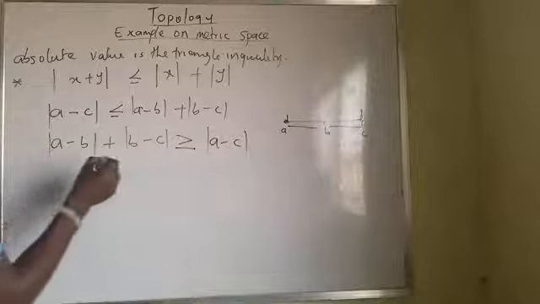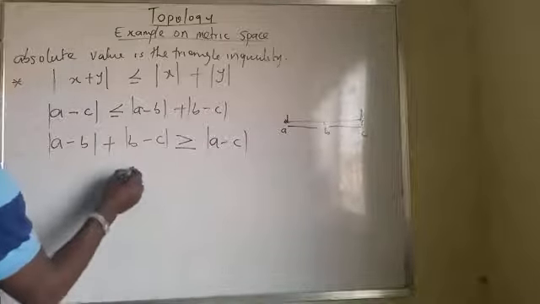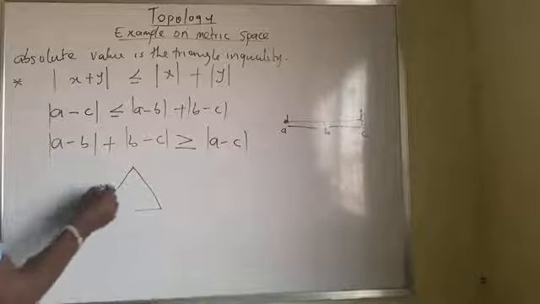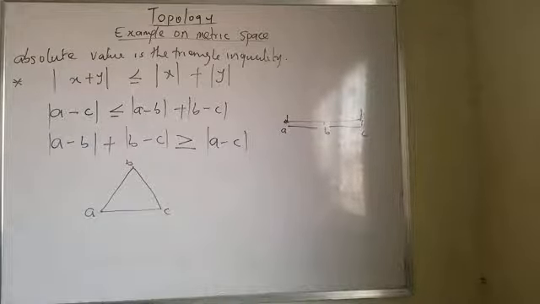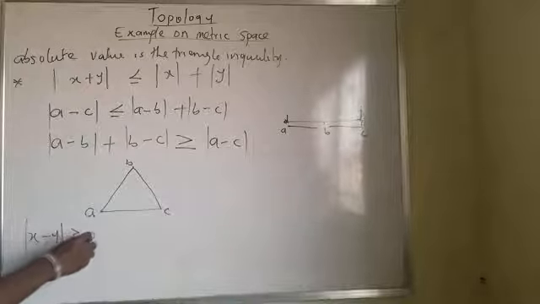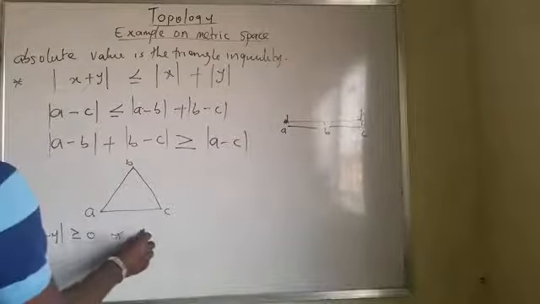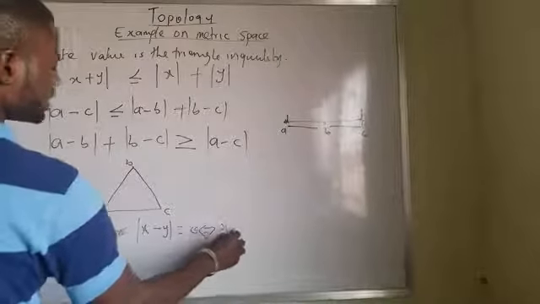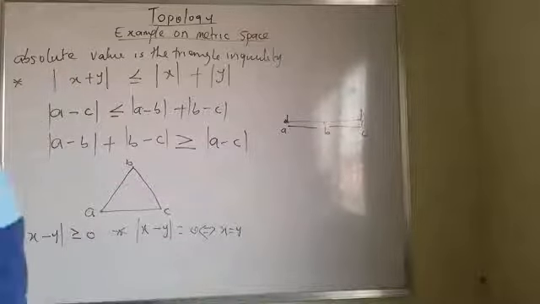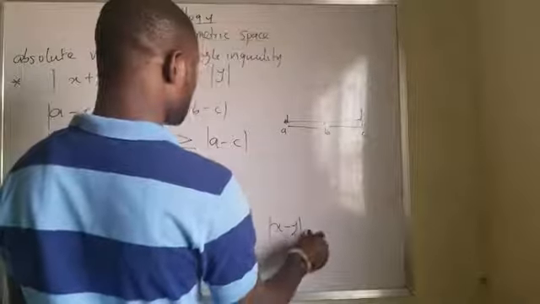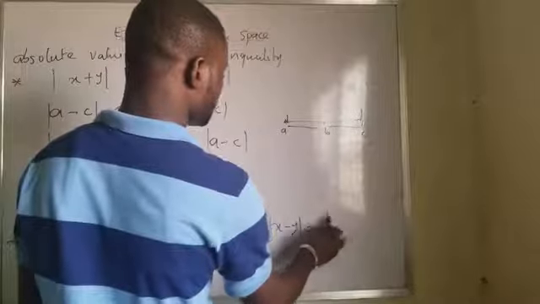Now, let me take three points. I have points. This is a point, this is a point, this is a point. This is a given point. It means A, B, C. That is what I'm trying to do. It will generate equality. Now, don't forget what I told you earlier: the absolute value of x minus y will be greater than or equal to 0. And the second one, x minus y will be equal to 0 if and only if x is equal to y. And I've also said symmetry: the absolute value of x minus y will be equal to y minus x.